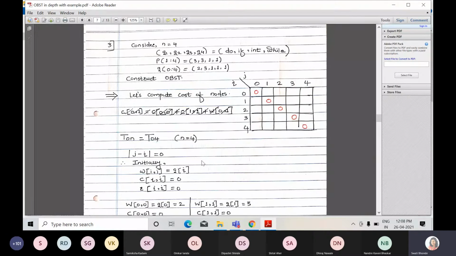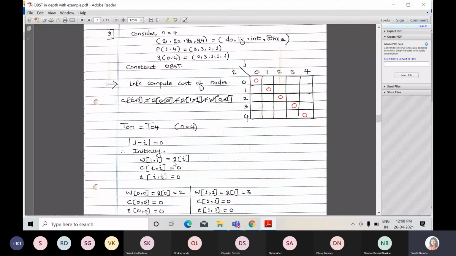So remember that whenever you are filling the first row, what is your first row? W of 0 0, W of 1 1, W of 2 2, W of 3 3, and W of 4 4. Whenever the j minus i difference is 0, W of i is nothing but Q of i.